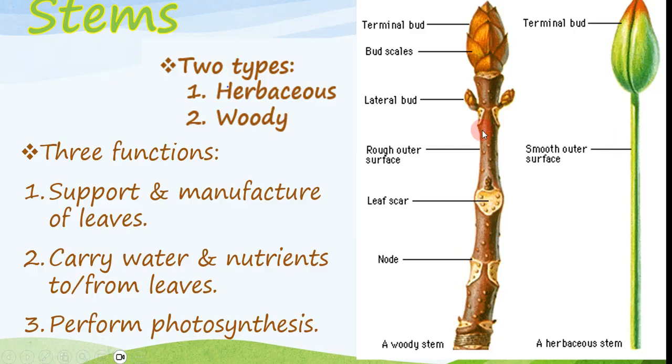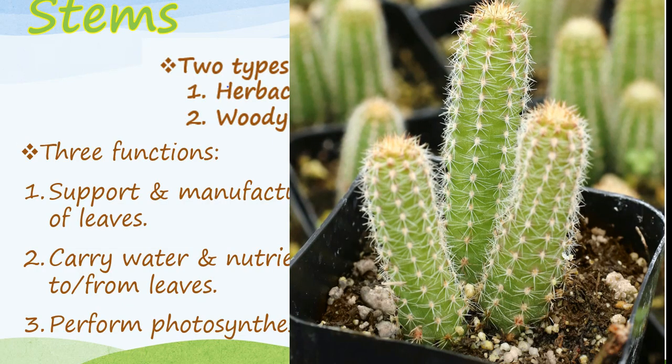Now, oftentimes a woody stem may have started from a young plant that had an herbaceous stem that became woody over time. And so if the stem isn't green anymore, it doesn't do photosynthesis. Just the green stems do that. If they're green, they do it. Now this is interesting. Look at this plant. This is a cactus, right? So where is the stem on this?